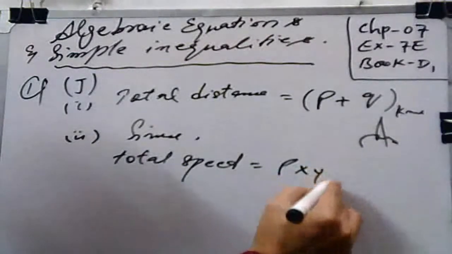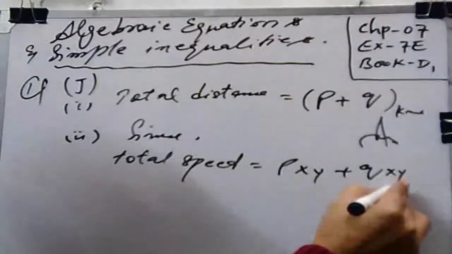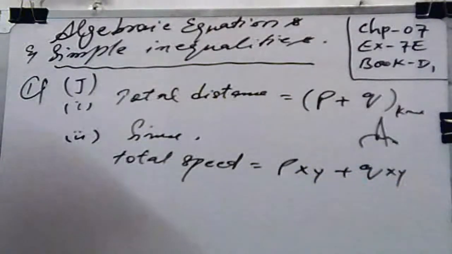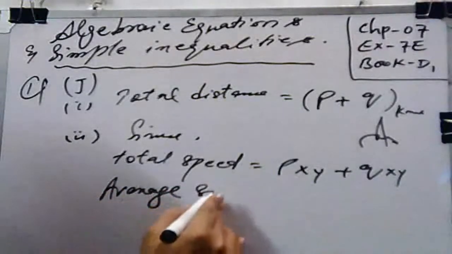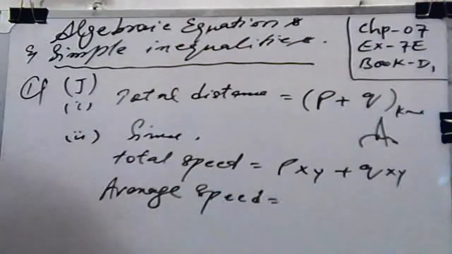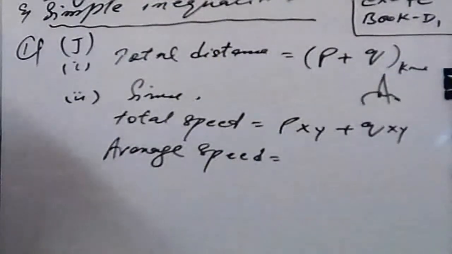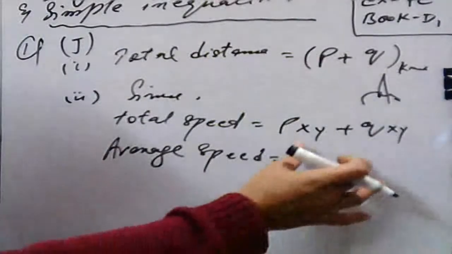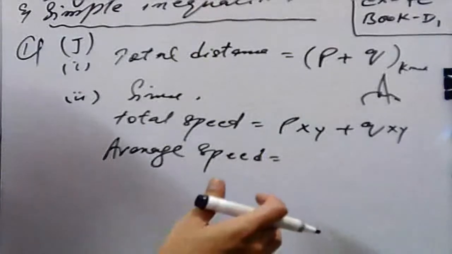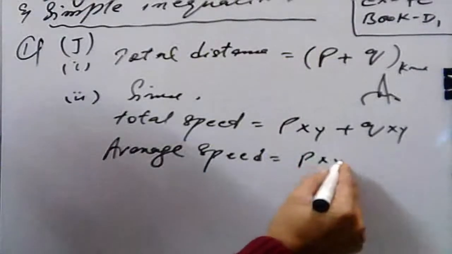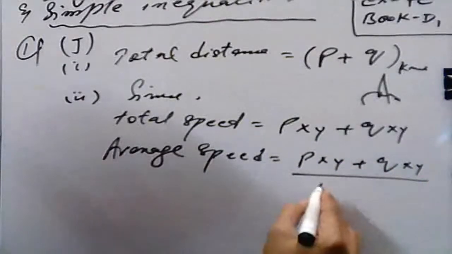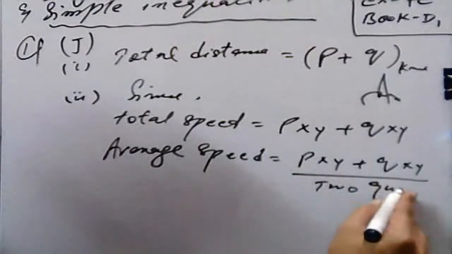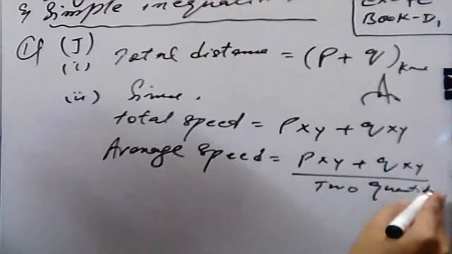First of all, total speed, how much? It should be noted very carefully. If you read the statement, a car travels x kilometer per hour for p kilometer and makes another journey at y kilometer per hour for q kilometer. So it means the total speed will be px plus qy. So that is your total speed. But how can you find the average speed?